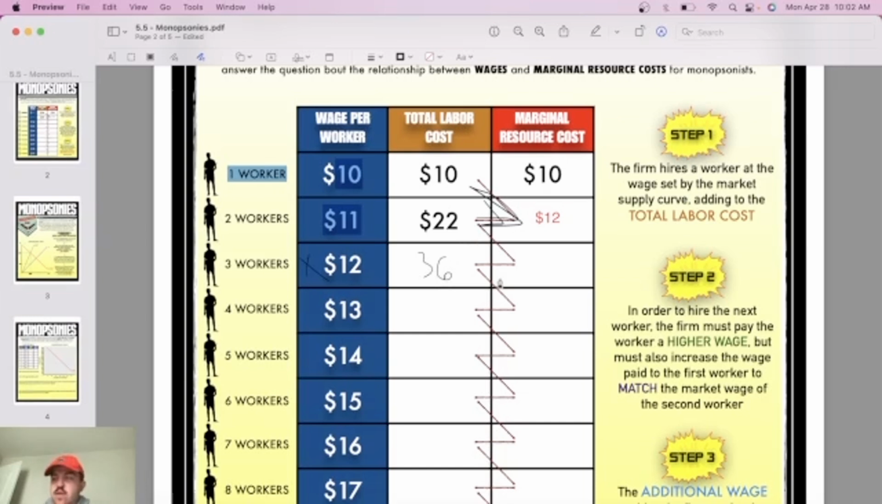And the difference between the two of them is 14. We could do that same thing the entire way down. Make sure you put dollar signs. I'm having to use my mouse to do it, so it's not going to be perfect. 4 times 13 is 50, and the difference is 16, okay?